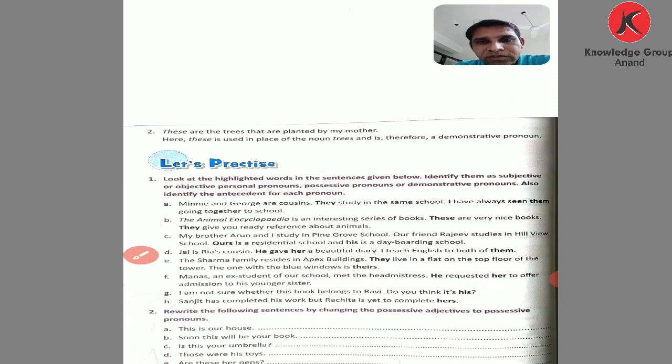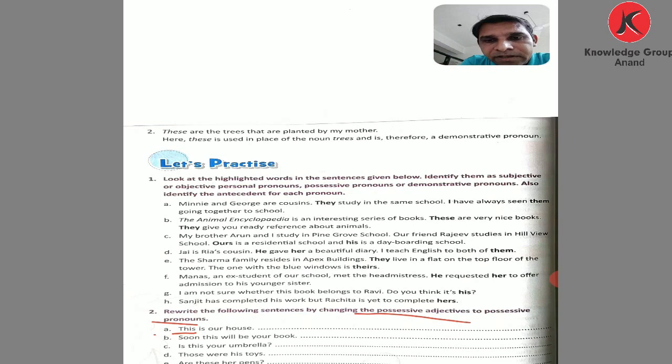Now we come to the second exercise. Here given: this is our house. What is the instruction? Rewrite the following sentences by changing the possessive adjective into possessive pronoun. See, this is our house. This is used as the subject. How can we change it?